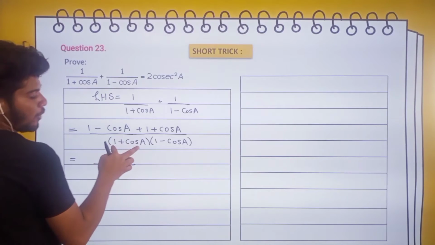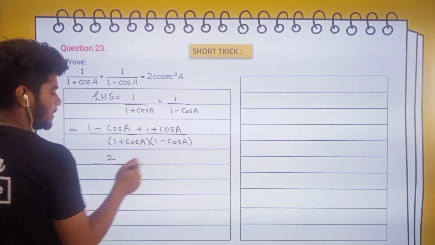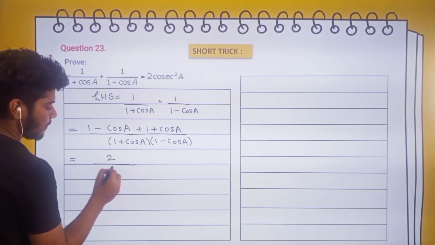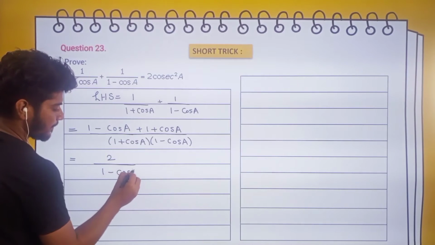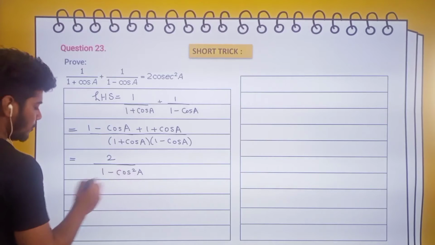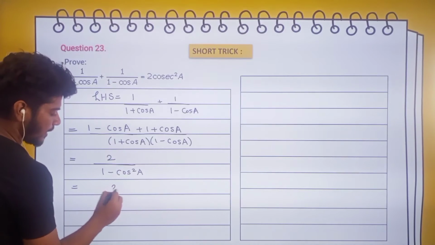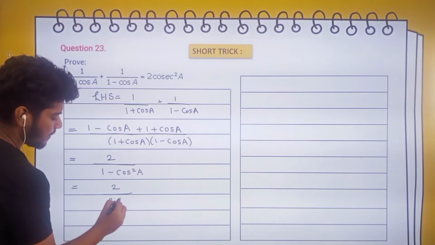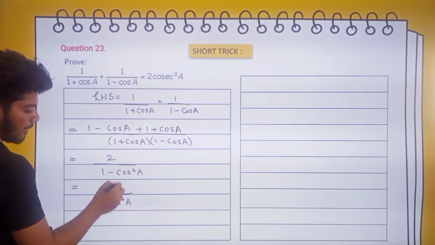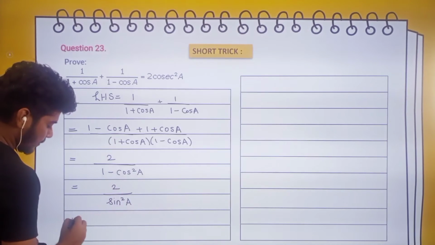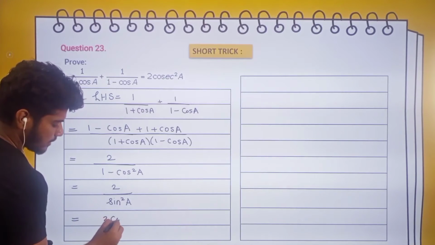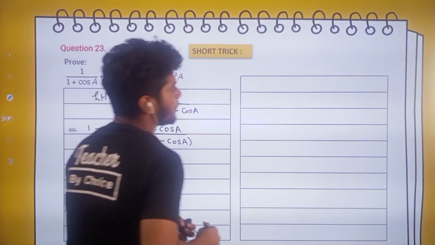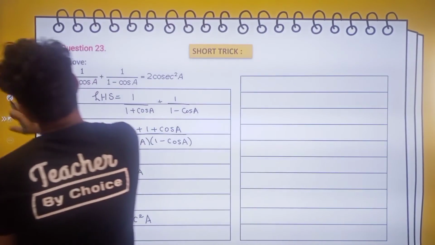Right? See, in the denominator it is a plus b, a minus b. What is a plus b into a minus b? A square minus b square. That is 1 minus cos square A. Now you already know what 1 minus cos square A is. 1 minus cos square A is sin square A. Now see, 2 upon sin square A. We also know that 1 upon sin square A is cosec square A. This is 2 cosec square A.